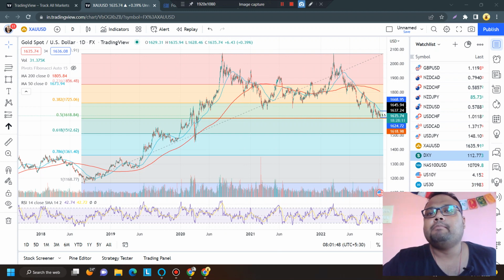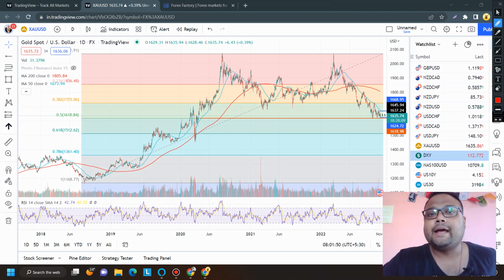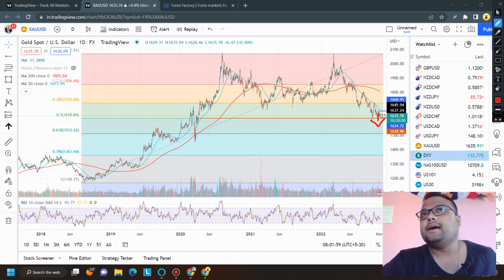But keep in mind, the market needs to break this level, and right now the market is giving its best shot, its best fight to protect the level here. So if the market breaks it, positional traders and swing traders can avail the opportunity to make big money in the market.